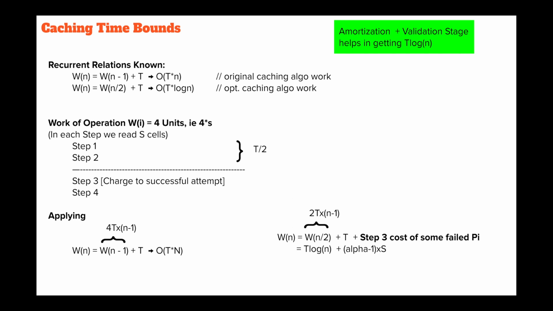So work done by n minus 1 attempts would be ideally n minus 1 into 4 units. So let's say the operation takes 4 units for all the 4 steps, then let's keep it as 4 into s or 4 into t. All right, t and s can be interchangeable because s is less than or equal to t.